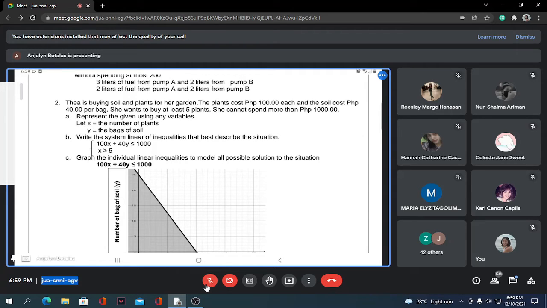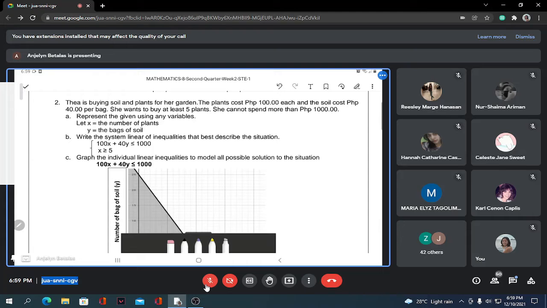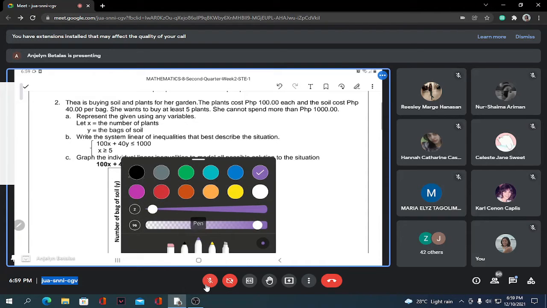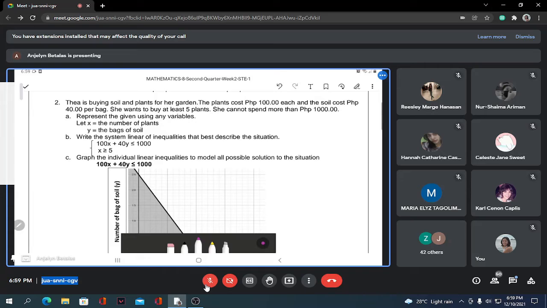So at this juncture, class, we will let variables. We can use x and y as usual, because we're using the Cartesian plane, which uses x and y. So we let x be the number of plants. Buying of soil and plants for a garden.